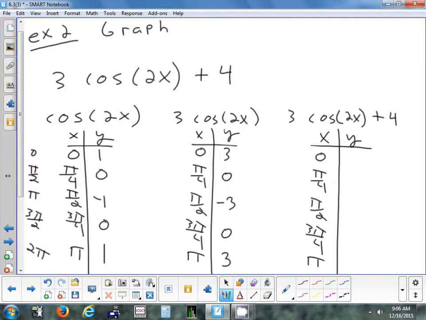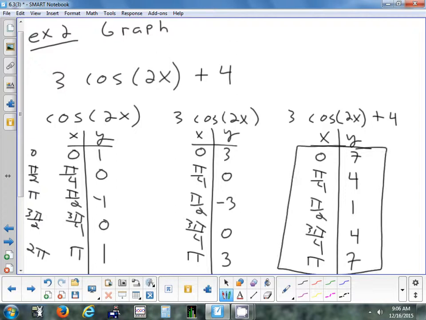And my y values, what am I going to do to all my y's? Yep, you tell me what they'd be, Yopi? 7. Maybe 7. 0. No, it was 0. It's got to change. 4. 1. 1. 4. 7. And there's our graph. Well, there's our table.